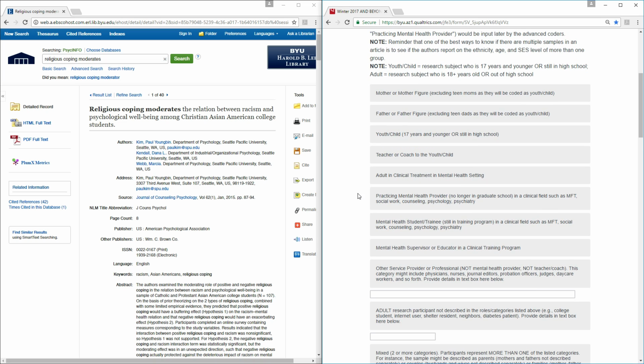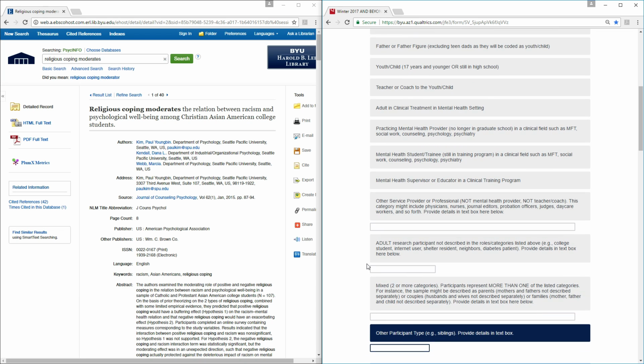The available options for participant type are mother, mother figures, father, father figures, youth child, a teacher or coach to a youth child, an adult in a clinical treatment in a mental health setting, a practicing mental health provider, a mental health student or trainee, mental health supervisor, other service provider that is not a mental health provider or is not a teacher or coach, general adult research participant type. Some of the listed examples are college student, internet user, shelter resident, neighbors, diabetes patient, etc.